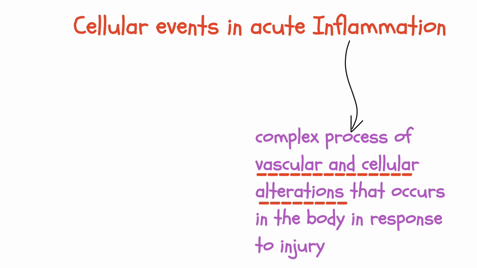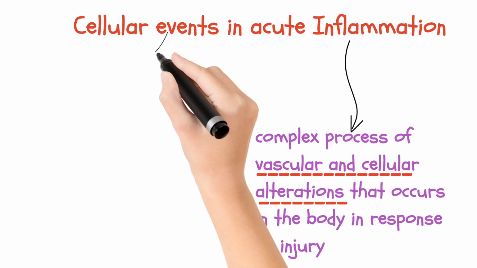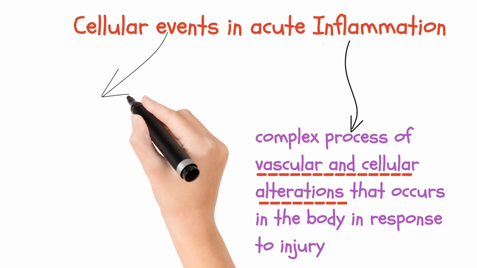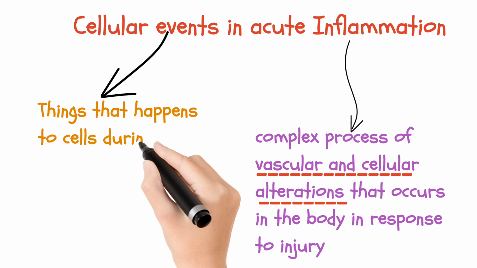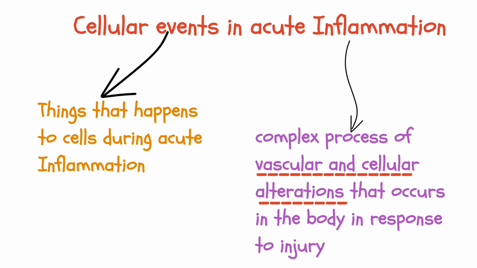So in today's video I'll be talking about the cellular changes or the cellular events that occur in acute inflammation. Remember guys that there are two types of inflammation: the acute inflammation, which is of short duration, and the chronic inflammation, which is of longer duration. So today's video is about the cellular events that take place during acute inflammation. And these cellular events or cellular changes are things that happen to cells during acute inflammation.